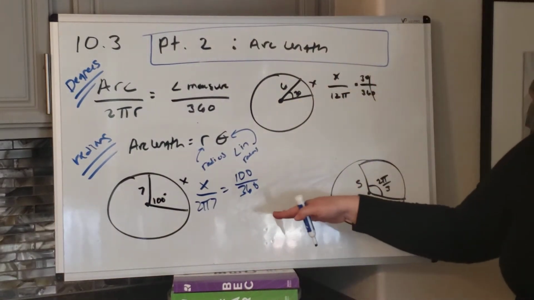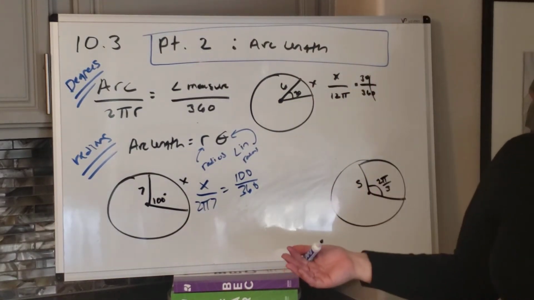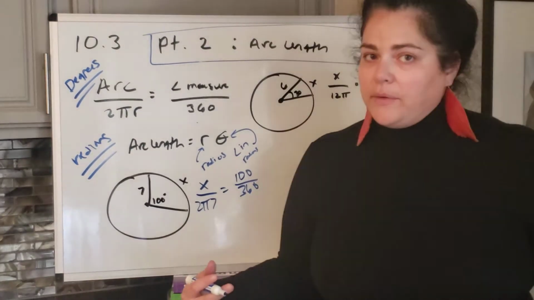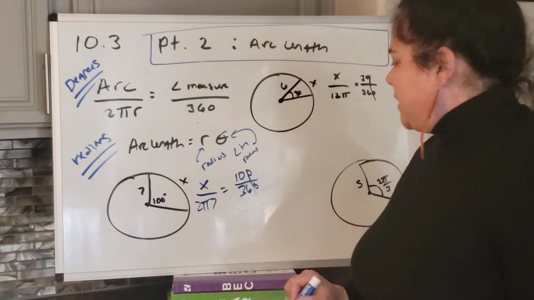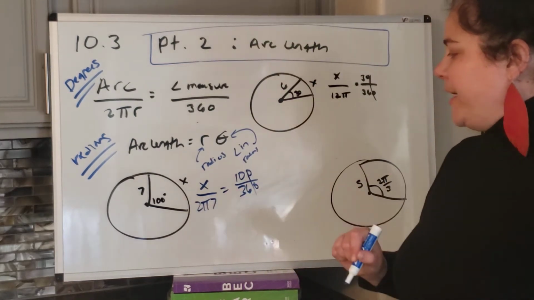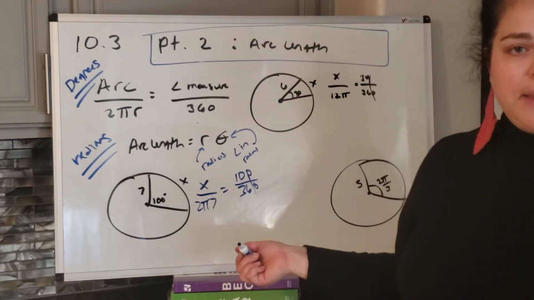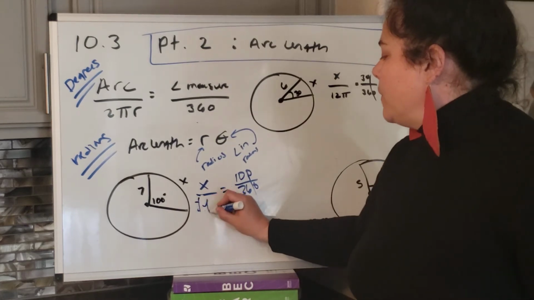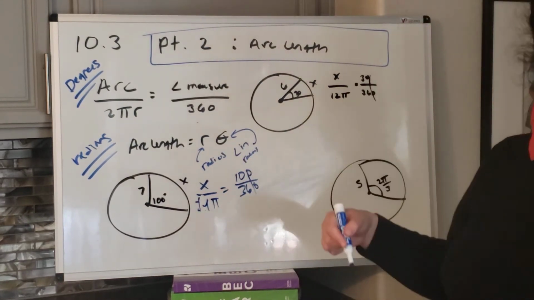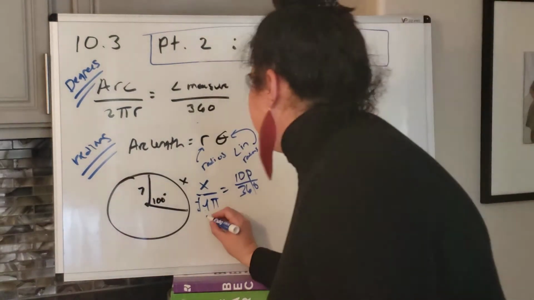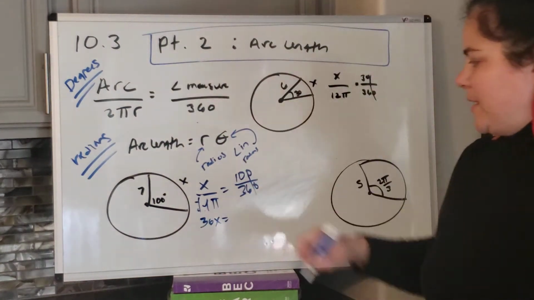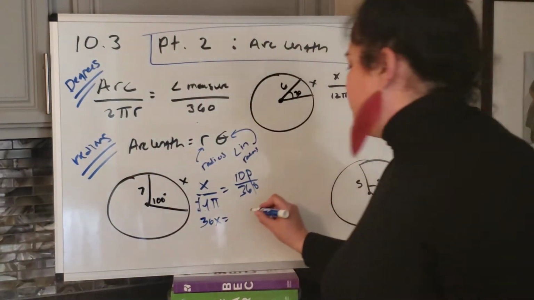Now what I like to do before I cross multiply and clean it up is take off zeros if I can. Remember, that's the only thing you can take off. So cutting those zeros out. And then over here, 2 pi times 7 is 14 pi. Okay, so now I can just do a basic cross multiply. I've got 36x is equal to 14 pi times 10, which is 140 pi.